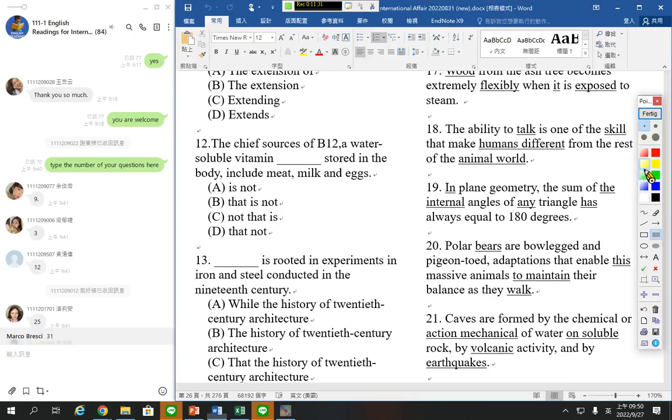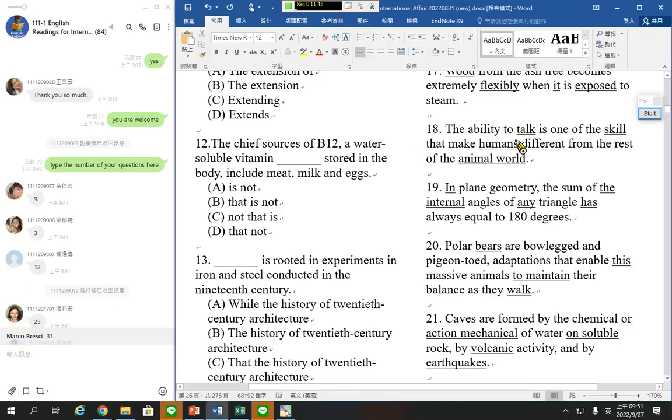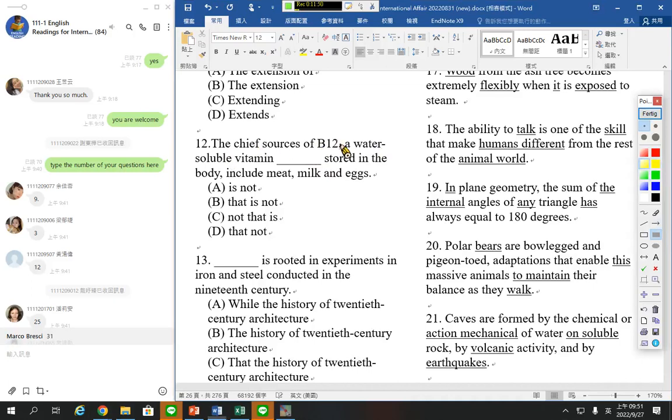Okay, let's look at the sentence structure here. Again, we try to understand. The chief sources of B12. Let me put this one with a comma. So look here. The chief sources of B12, and we see another modifier: water-soluble vitamin and stored in the body. This is another comma, which means we can easily identify the section here is used to modify B12. So this is an adjective. And includes, this is a verb. So it includes three things, meat, milk, and eggs. So this altogether is the object. So the problem here: which one is the subject for question number 12?